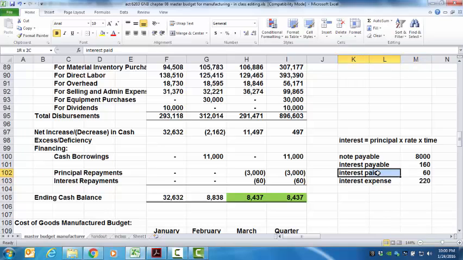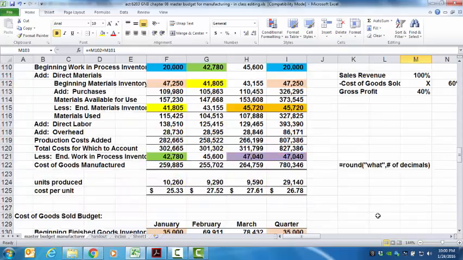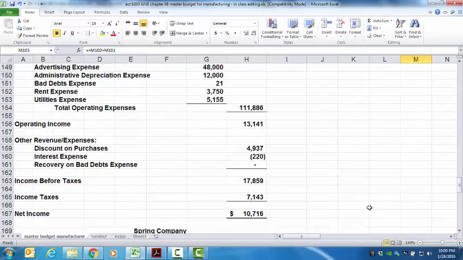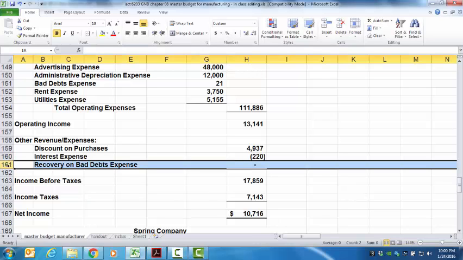Some is paid in cash, some is yet to be paid, but the total is $220. And that $220 is what, of course, goes down here. Now, I know on my screen here I've got recovery on bad debts. This is an account that you're not going to be using, so if it isn't on your handout, that's great. It just so happens I have it on mine, so we'll just ignore that.